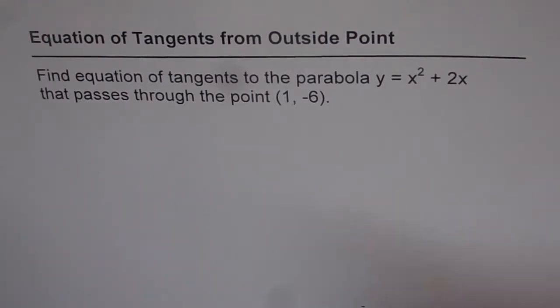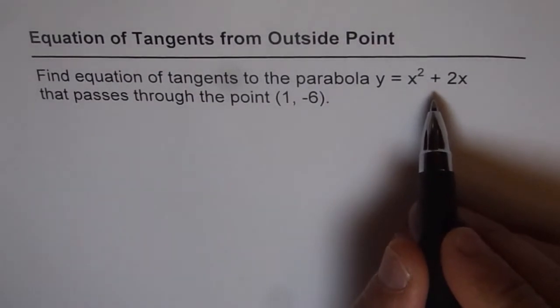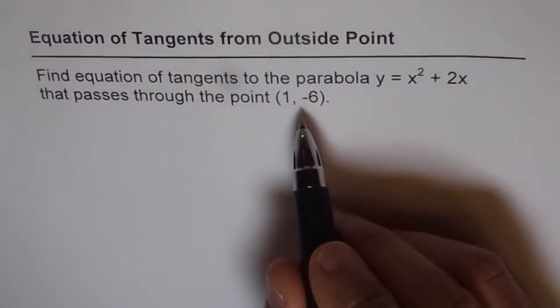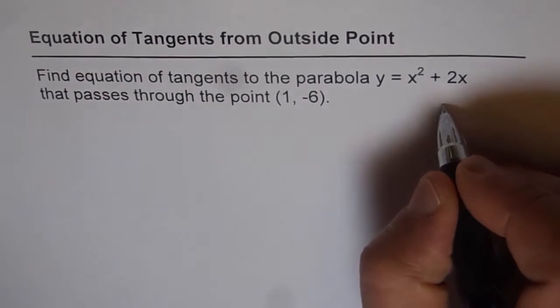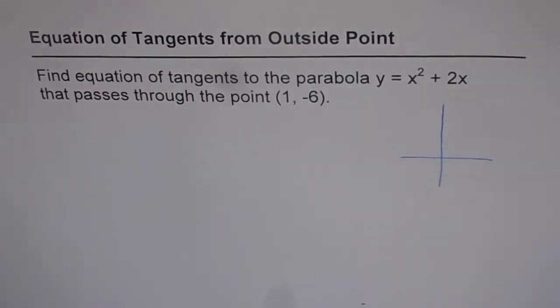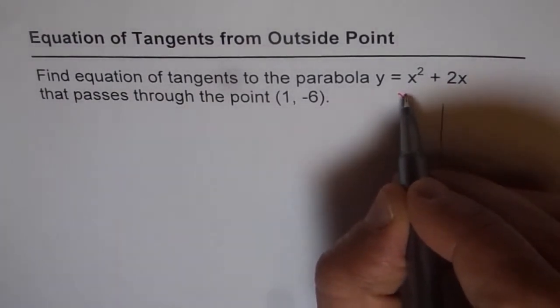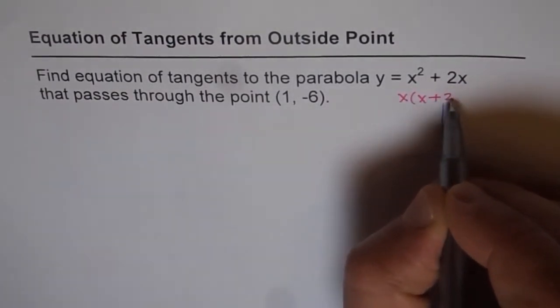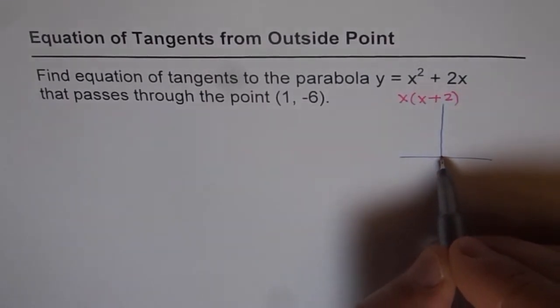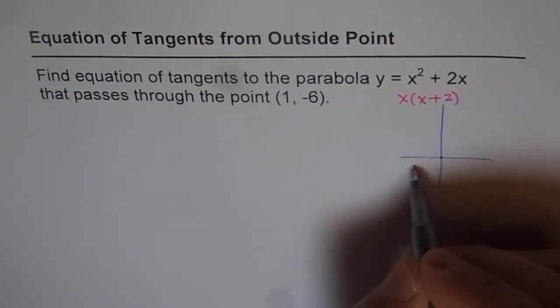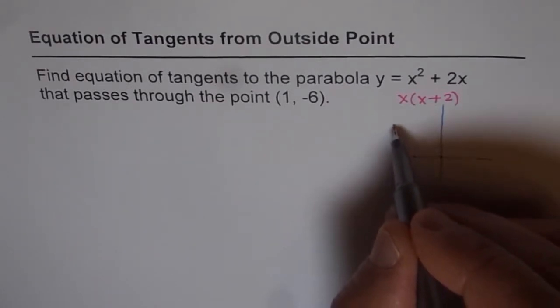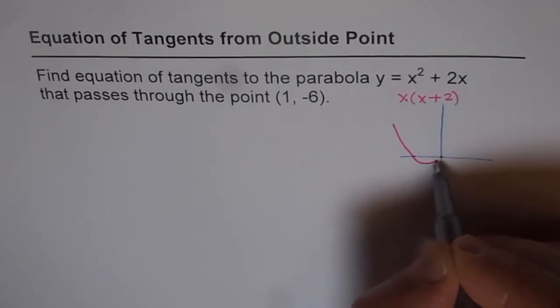What we have here is a function which represents a parabola and then a point which is not on the function, it's outside. The situation is like this, that we have a parabola here, and as you can see, the parabola is y equals x squared plus 2x, where if you factor out, you get x times (x plus 2), right? So that means it has two roots, one at x equals 0 and the other at x equals minus 2, right? So it's kind of a parabola like this, right?